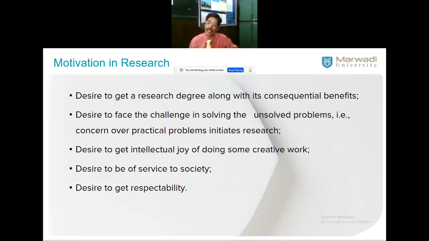So, decide to face challenges. Life is full of challenges. You take a challenge and do. Research is also like that. Many times you feel like you are blindfolded. You do not know how to proceed, left, right, or something. March forward constantly and confidently. You will definitely do that. Desire to get the intellectual joy of doing something concrete or creative. You have a thing like, I'm not wasting my time by spending my hours as a research scholar.